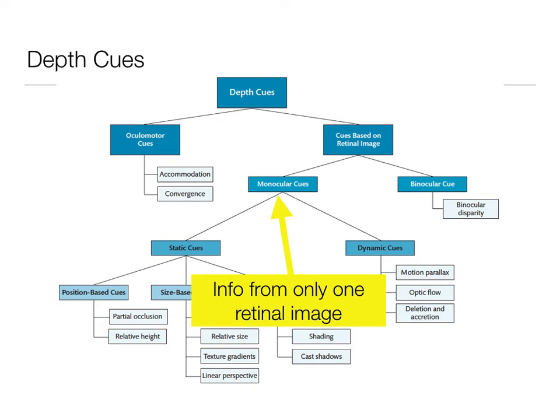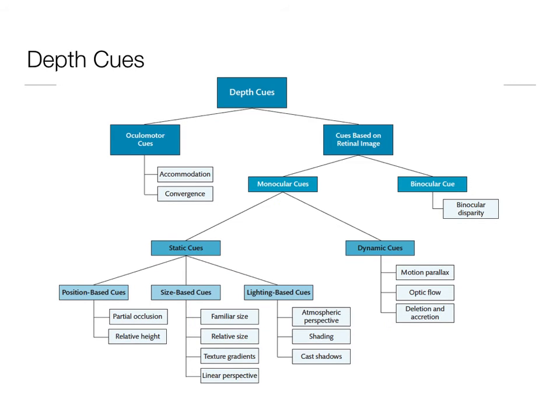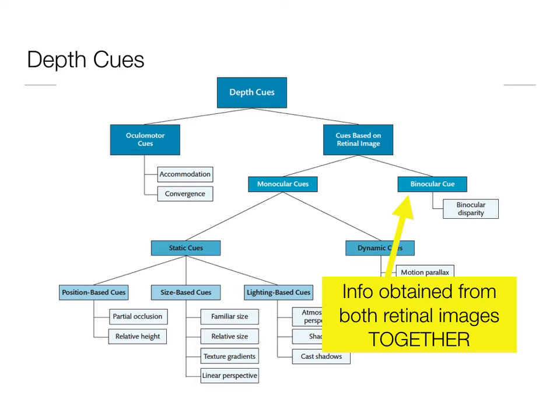Monocular cues are all the cues that we get from just one retinal image. And we're actually going to spend the most time on that because there is a ton of them. We have both static and dynamic cues, and there are different types that we'll discuss. And finally, we'll sum up with binocular cues, the information obtained from both retinal images together. This is where we'll start putting the two eyes back together into the visual depth stream.